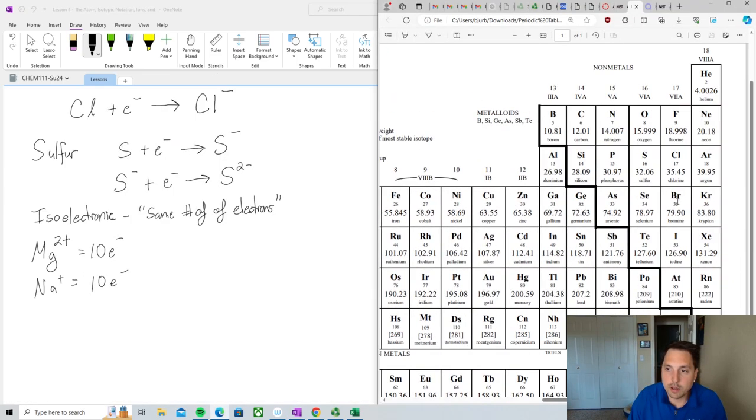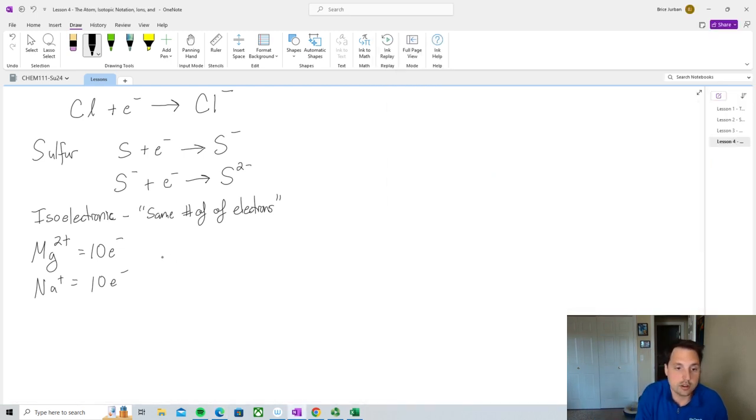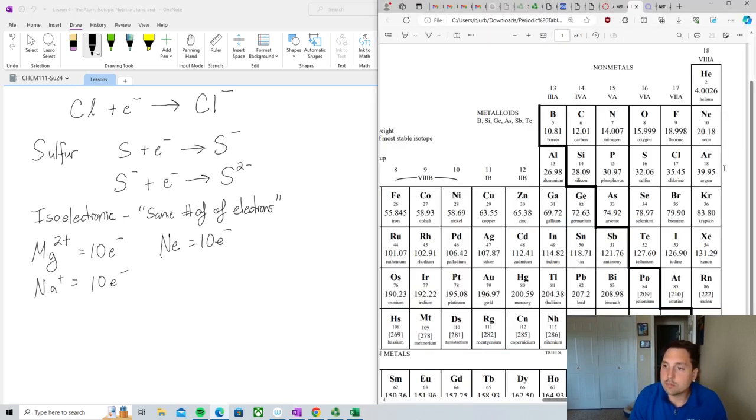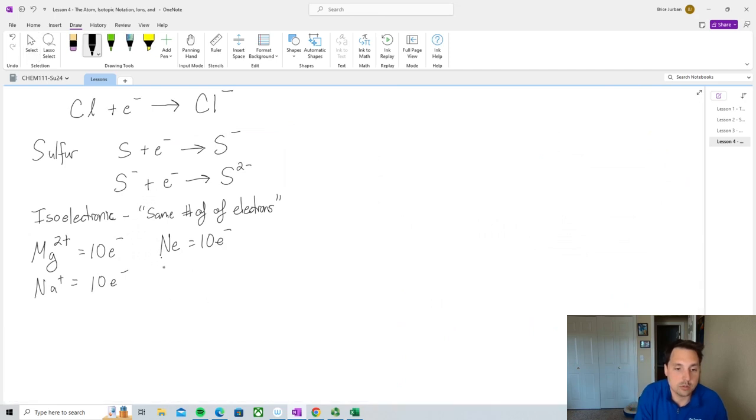We could also think about, on the other end, neon. Neon, if it's neutral, has 10 electrons. And then fluorine minus, if it gains an electron, it would have 10. And then oxygen 2 minus, if it gains 2 electrons, has 10 as well.